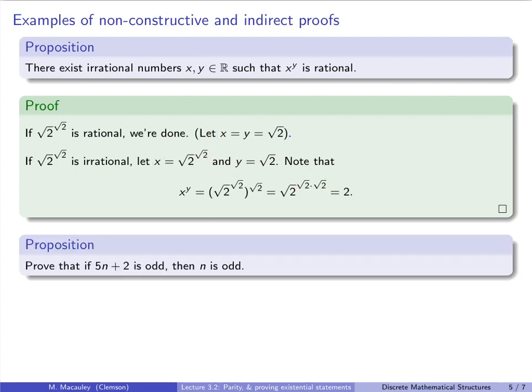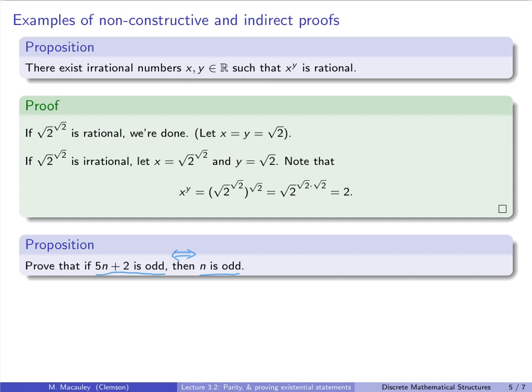Finally, we come to our indirect proof. I claim that if 5n plus 2 is odd, then n is odd. In other words, this premise implies this conclusion. And it turns out that actually this is an if and only if, because it's pretty simple to show that if n is odd, 5n plus 2 is odd as well. Let me just take a brief detour to do that.